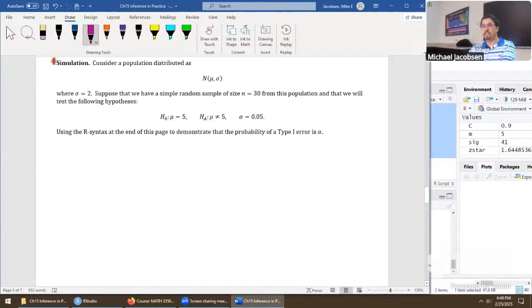Because I called it a simulation, it's not meant to be something that we redo as a homework question or exam problem, but it's meant to really get at that issue with a type 1 error. So here's some random population. We're going to assume that sigma takes on a value of 2 to make the methods compatible with our notes. Suppose we have a simple random sample of size 30 from that population, perfectly distributed normally. And these are the hypotheses we'll test: mu is 5, alternatively, mu is not 5, at the significance level 0.05.